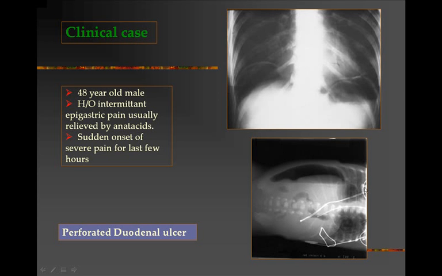Another example of this type of free air in the peritoneal cavity is seen here in a child in a lateral position. The X-ray is taken in a lateral position and there is free air collected underneath the right side of the patient, and this is the air fluid level.